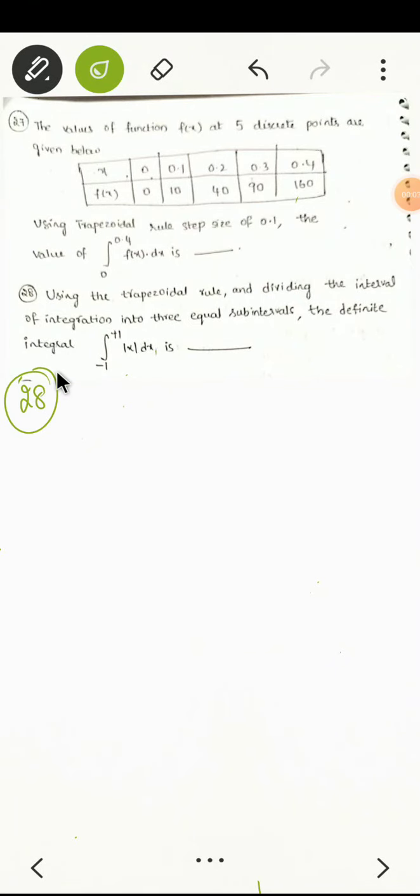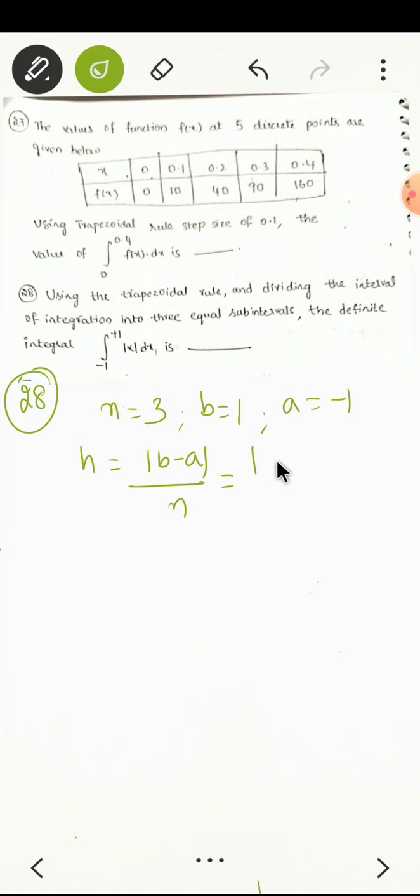Problem number 28. Using trapezoidal rule and dividing the interval into three equal intervals, n equal to 3, find the definite integral. What is the value of the higher limit? 1, and the lower limit is -1. So h is equal to modulus of (b minus a) by n. Modulus of 1 minus (-1), that is 2, by n, which is 3. So the h value is 2 by 3.